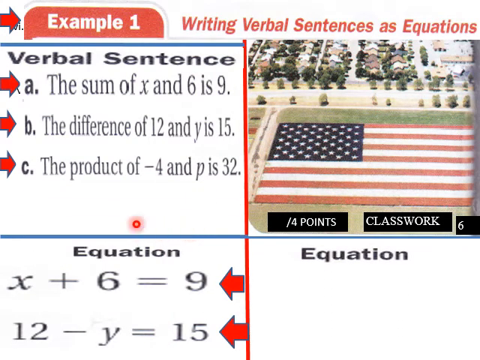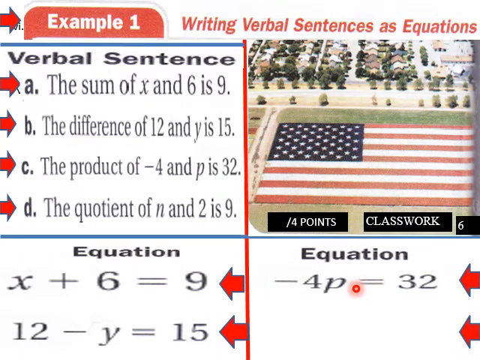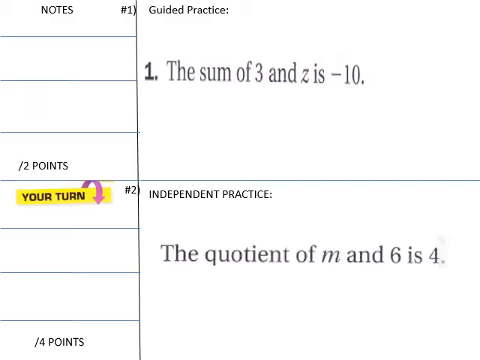And then for C, the product of negative 4 and p is 32. What would that look like? It would be negative 4p equals 32. And then the quotient of n and 2 is 9. What would that look like? It would look like n over 2 equals 9.